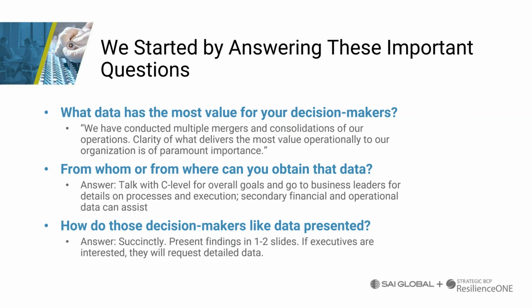And they put it out there and they said, okay, we want our different business leaders to solve this. And the business continuity manager said, I think I can solve this. And I'll show you how that happened. So where could we get that data? The C-level was good with giving overall goals, but it sort of began and ended with that. And they said, go to the overall business leaders for the details on the processes and the execution. And then they also had some secondary financial and operational data.